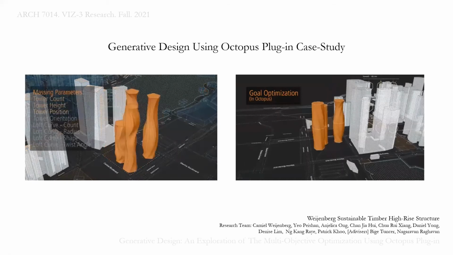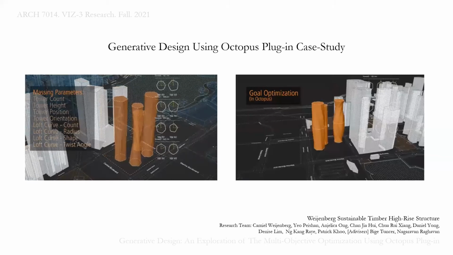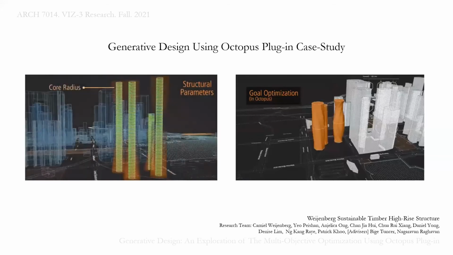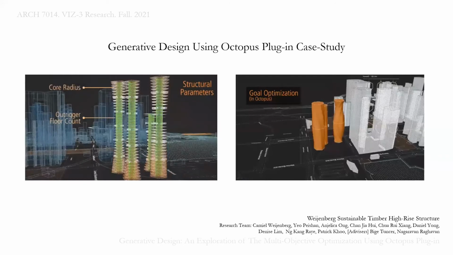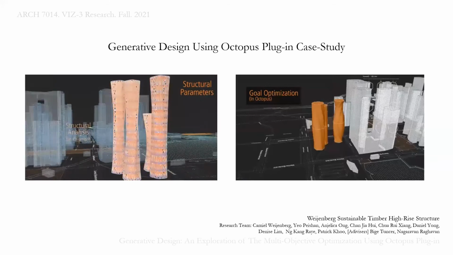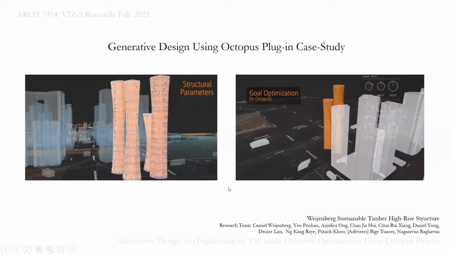Here it's showing you the massing parameters that they input: to twist and to morph, number of towers. And then they do the structural parameters. They give it the core radius, the floor count, the skin, to generate the structural analysis in Karamba. And then comes the goal optimization, or the optimization solver, using Octopus.